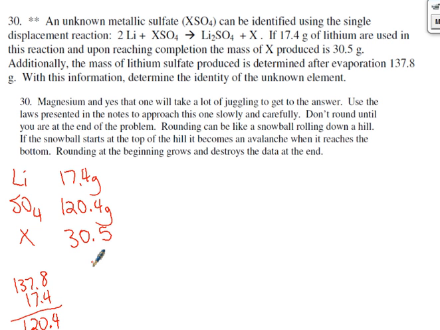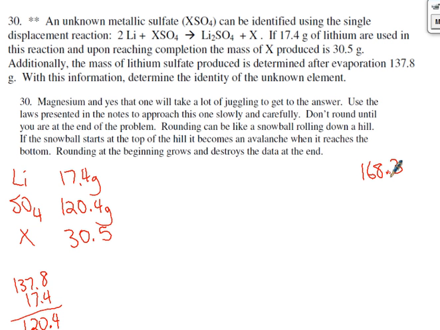I always like to just check and make sure my math is right. Both sides should total the same thing. So lithium sulfate is 137.8 plus the mass of X, 30.5, is 168.3. So that's the mass of the products. The mass of the products is 168.3. And then the mass of the lithium and the X sulfate.